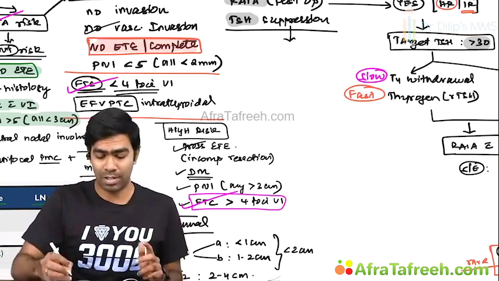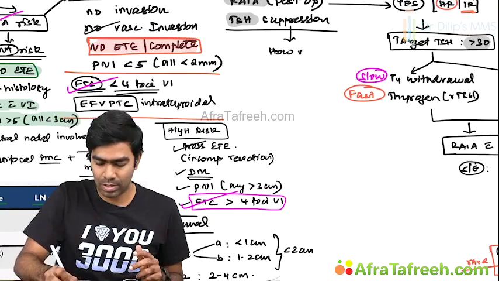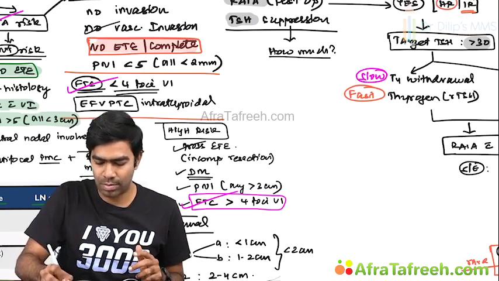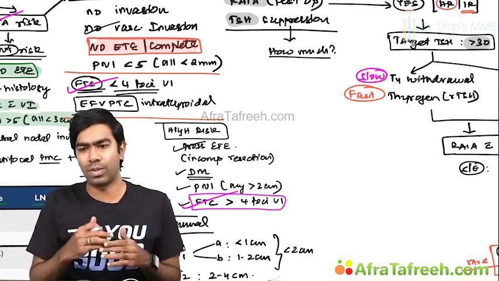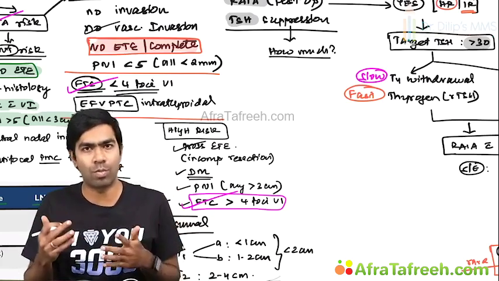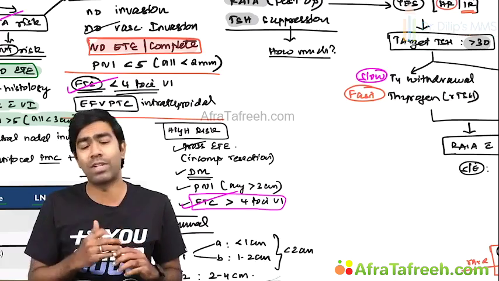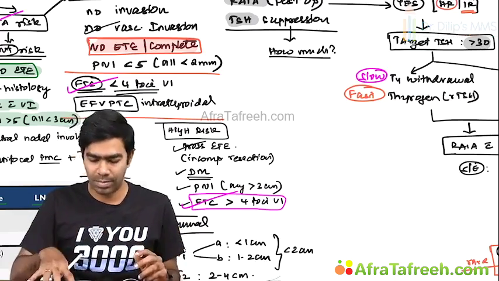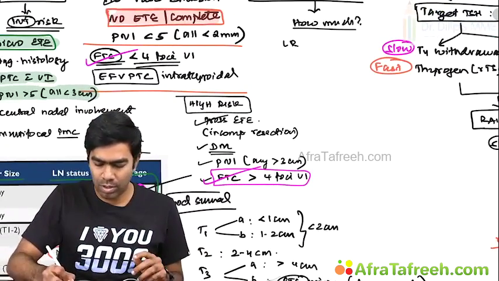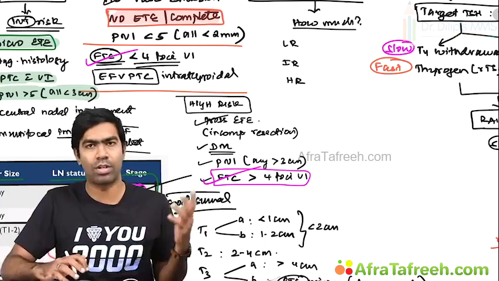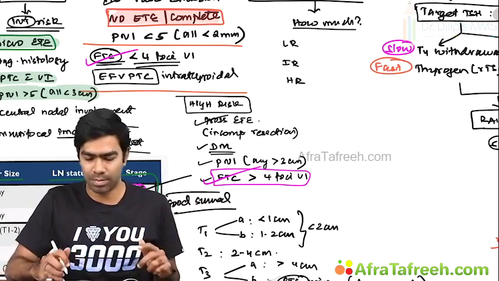So how much suppression? That's the question. How much TSH suppression? The normal TSH we saw already, it's in the range of 0.5 to 4.12, but what is the range of TSH suppression? It depends on whether it's a low risk, an intermediate risk, or a high risk according to your ATA risk, which we have stratified some time back.